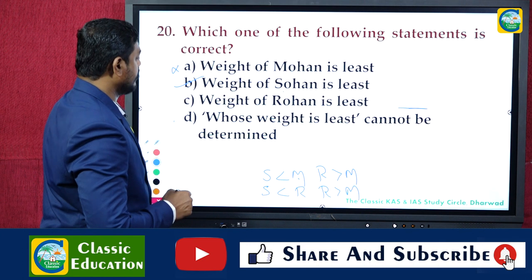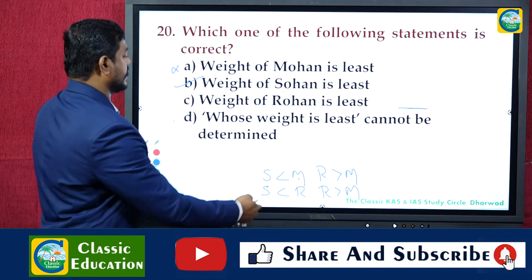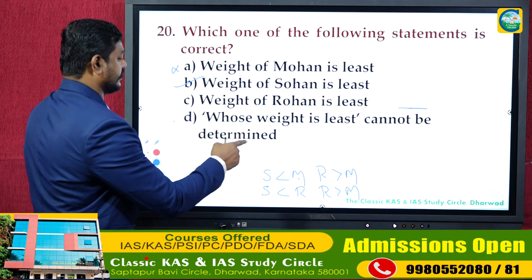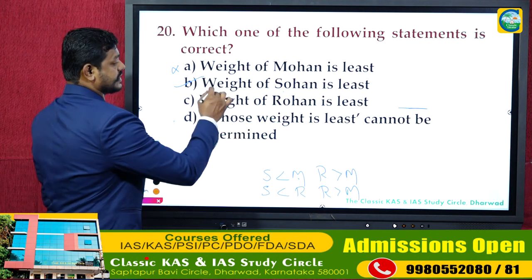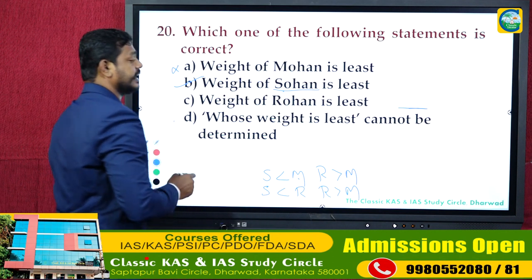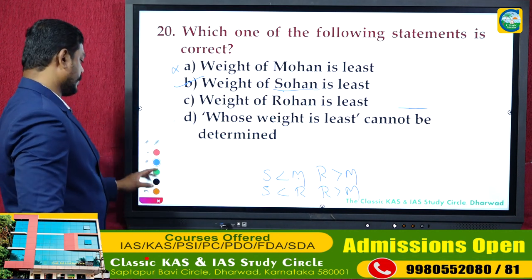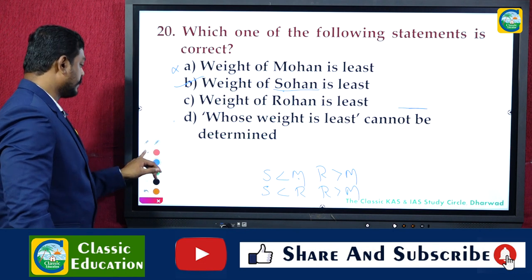Third option, we'll check it here. Weight of Rohan is the least. We can't say; the one whose weight is the least cannot be determined. No, we can't say that. The answer is that Sohan is the only least person. Okay friends, so the answer is option number 2. Right, next one.